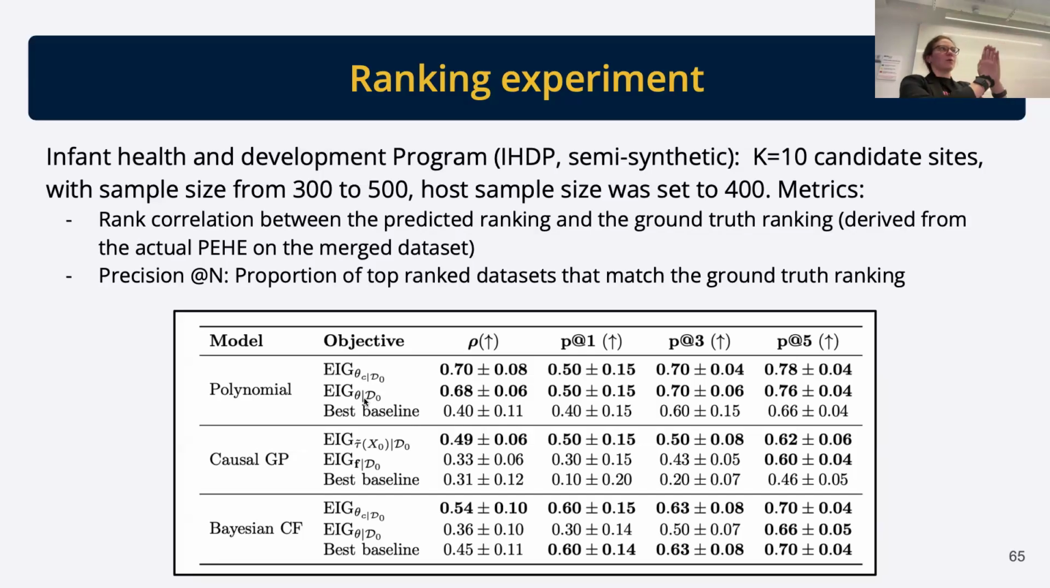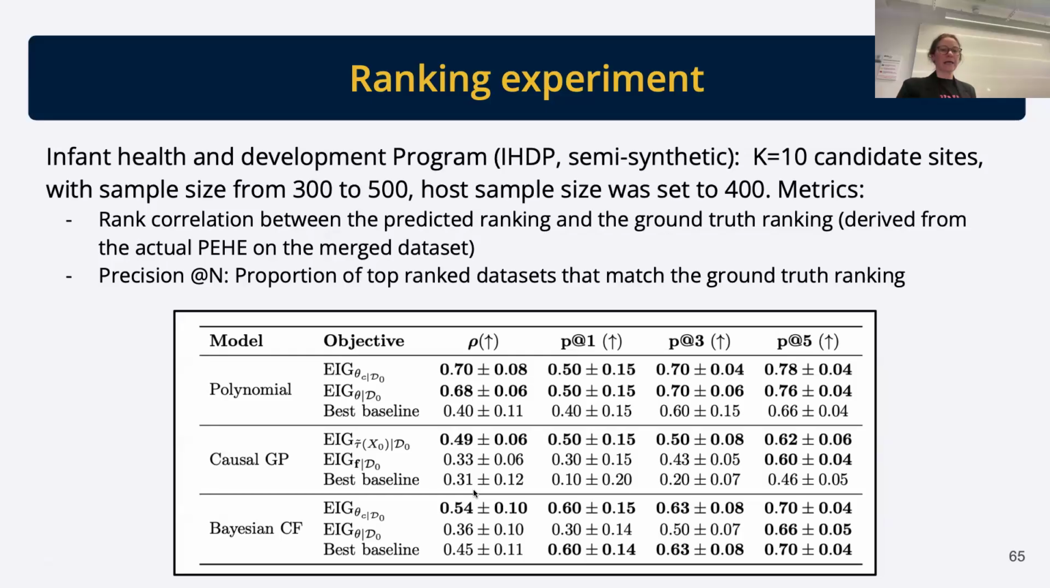So we want the correlation between the ranking from the objective and the true ranking according to the PHE to be as high as possible, right? So that we are uncovering the true ranking of data sets. And generally speaking, we do that for a bunch of different models: a polynomial, a linear model, a causal Gaussian process, and Bayesian causal forest.